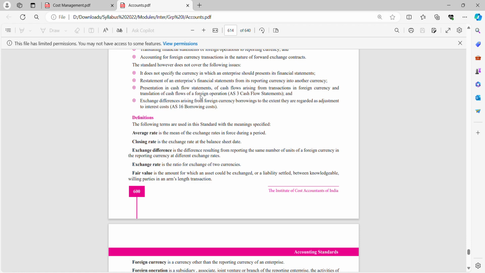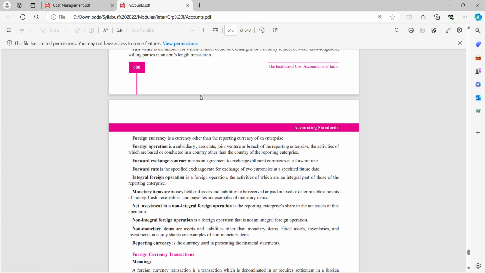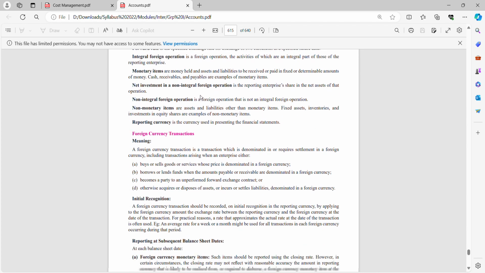Definitions are very, very important. They can ask you, dash is the mean of exchange rates in force during a year: average rate. Closing rate is the exchange rate at the balance sheet date. So they have defined these, and these definitions are very, very important for objective questions: MCQs, true or false, match the column, fill in the blanks. You need to study these definitions. You cannot skip them.